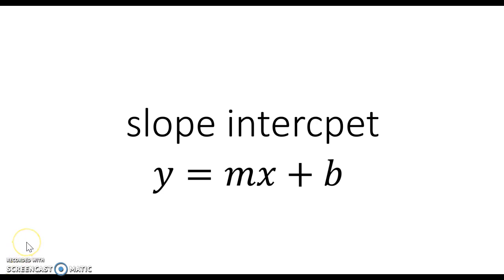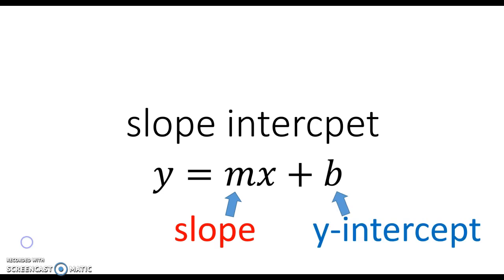First, we're going to talk about the three types of linear equations. One is slope-intercept, where you are given a slope, which is represented by the m, and you are also given the y-intercept, which is represented by the b. The slope is always the number that is with the x. The y-intercept is always the number that is by itself.